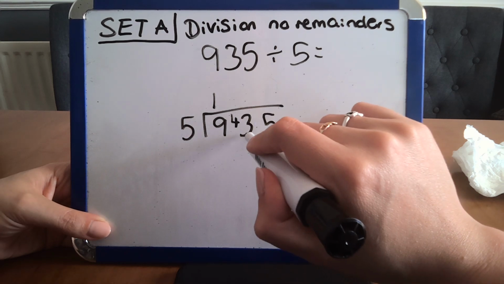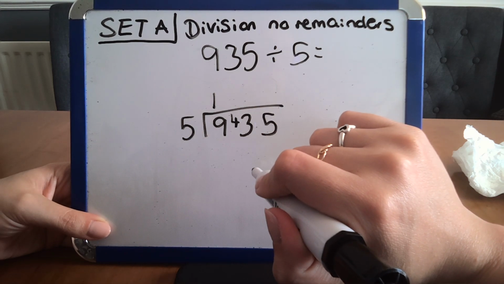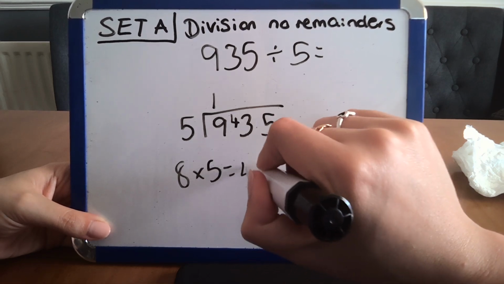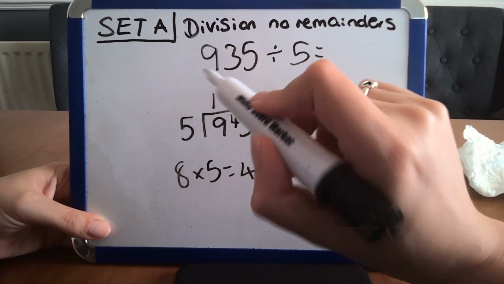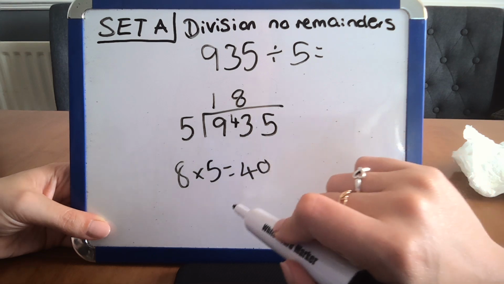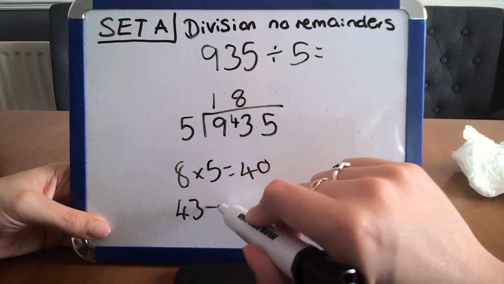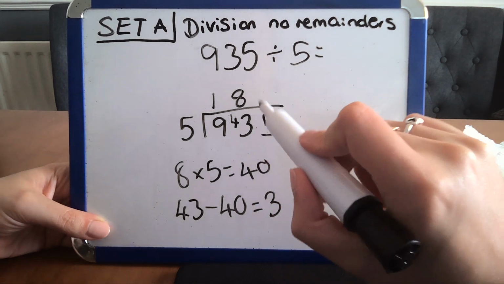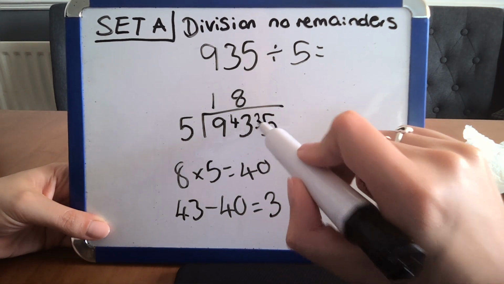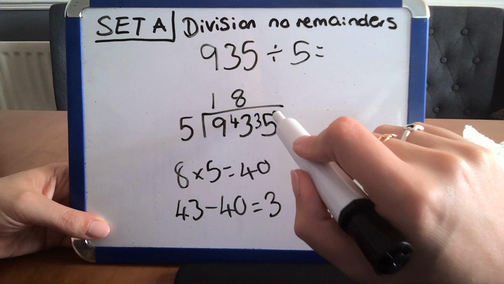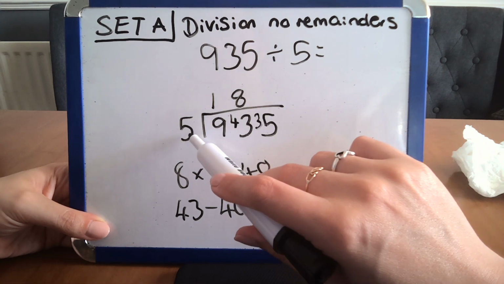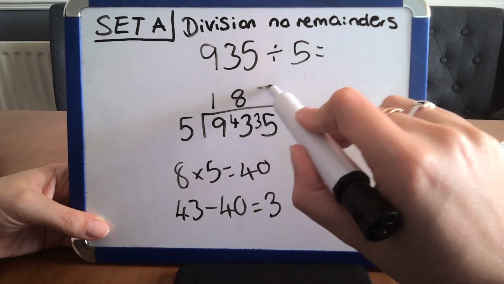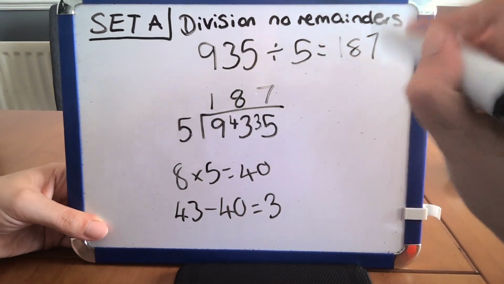So how many 5s go into 43? Now I know that 8 times 5 is 40, so I can make 8 equal groups with how many left over? There are going to be 3 left over, so my 3 goes here next to the next number in the queue, making this number 35. How many 5s go into 35? 7, so it's 187.